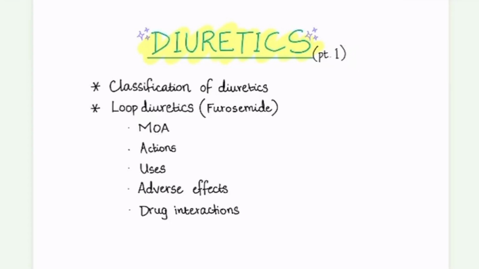I'm Malavika, and in this video we'll be learning about diuretics. So this is part 1 of the video where I'll be explaining the classification of diuretics and loop diuretics. The prototype drug is furosemide. So I'll be explaining the mechanism of action, actions, uses, adverse effects and drug interactions of furosemide.